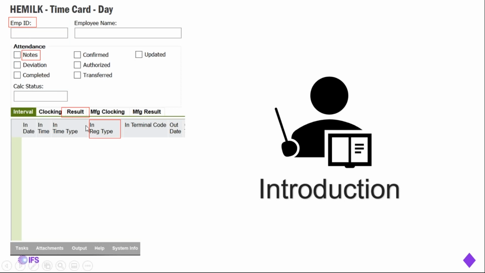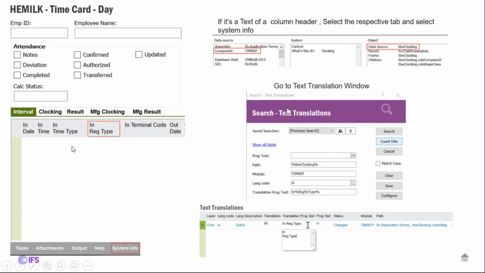Okay, let's take next the column header. This is more of a different approach comparatively to the other ones. If you are going for a table column header, you need to select anywhere in the table some information. Here you will not be able to get the system data. You have to query with the given information. So you have to take the data source, the component, and the prop text. By that, you will be able to get the fully qualified path, module, and other translation information by using the translation window.